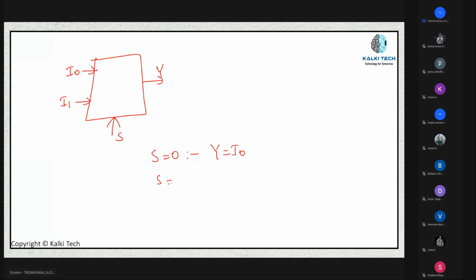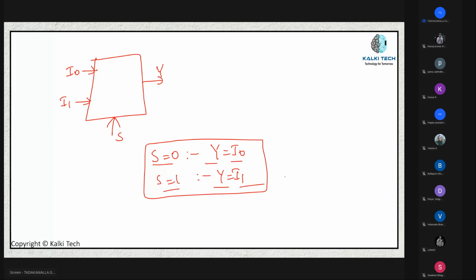Now, let us consider a 2 to 1 mux. For this 2 to 1 mux, we have two inputs, let's say I0 and I1, and this is your select line S, and this is your output Y. Now, if select is equal to 0, then Y will be equal to I0, and if select is equal to 1, then Y will be equal to I1. That's it. Depending upon the select line, which input should be mapped to the output is decided.